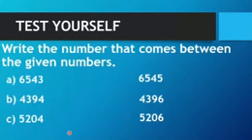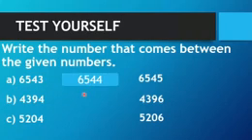Now let's see another question. Here you have to write the number that comes between the given numbers. Remember, we have done before, after, and between. So this time you have to write the number which will be coming between these two numbers. It's very easy. You have already done it in class 2, but with 3 digits. Now you will be doing it with 4 digits.